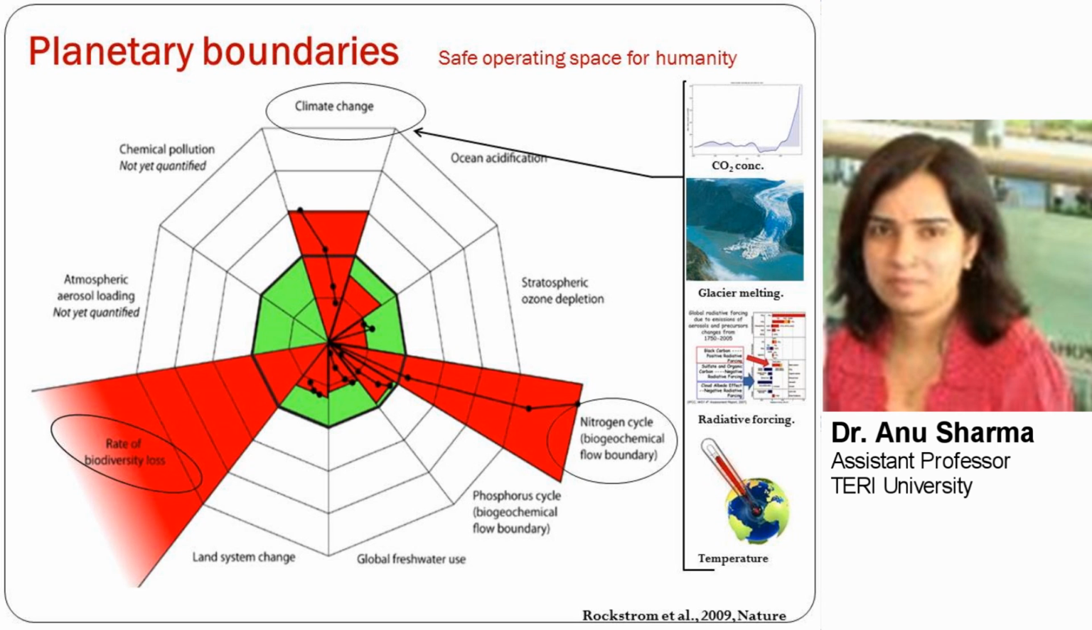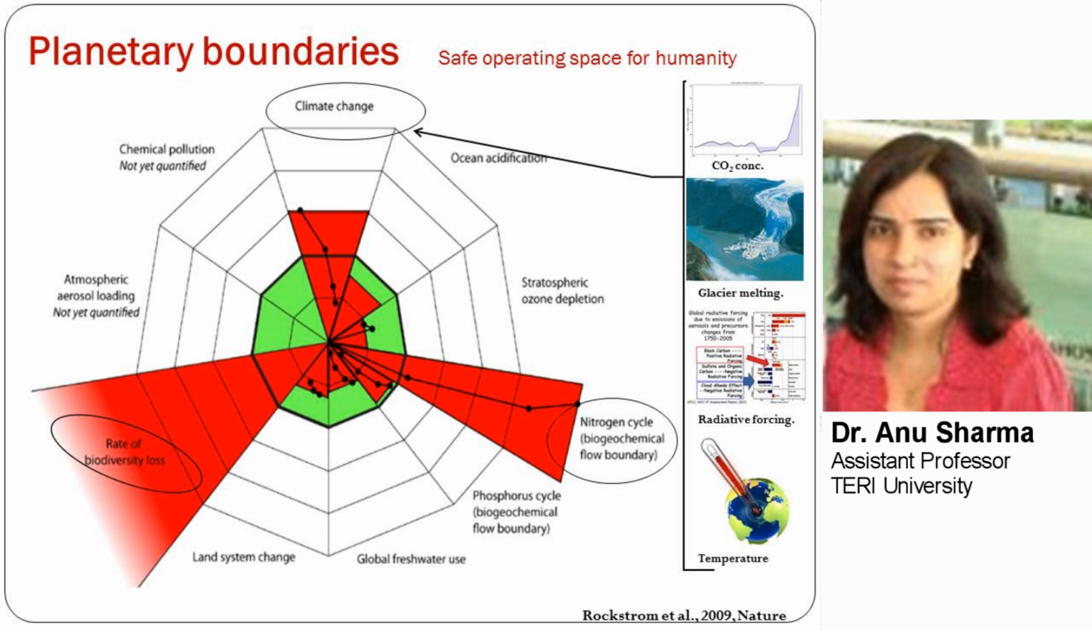So if I talk about atmospheric aerosols, why has it not been quantified? Because this is highly spatially and temporally variable. Apart from that, we see other parameters such as ocean acidification and the phosphorus cycle. So here we can clearly see from this planetary boundary framework that, since we are talking about climate change here, climate change is mostly explained by two variables. That includes CO2 concentration. We already know that it has reached up to 400 ppm.